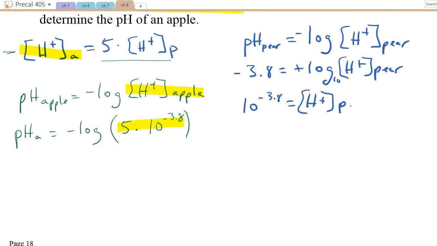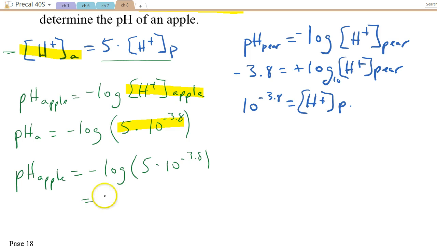So finishing this up, I would get my calculator out. First I should write the pH of an apple is equal to, and this is the part where I get my calculator out. I would say negative times the log of 5 times 10 to the negative 3.8 is equal to, now did I do my calculator work already? I think my answer is about 3.1. That's what I get for a value. So you're going to get a negative value when you do this log, and then this negative will make it positive again.